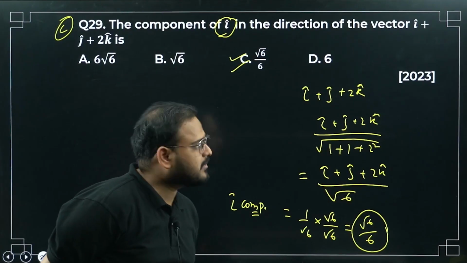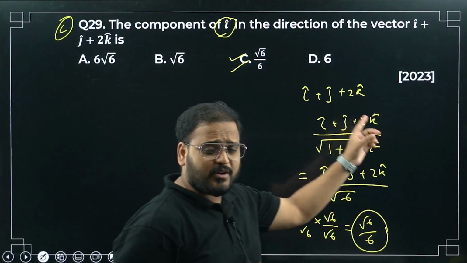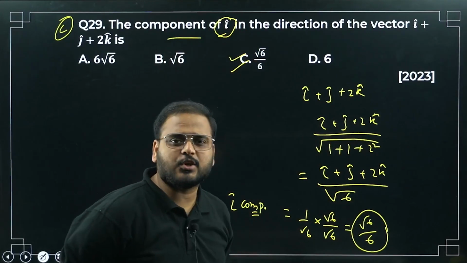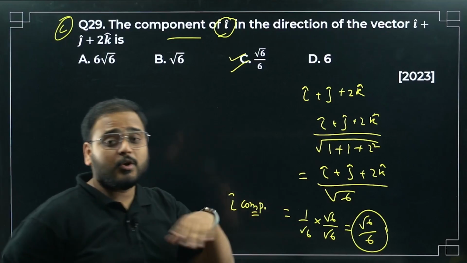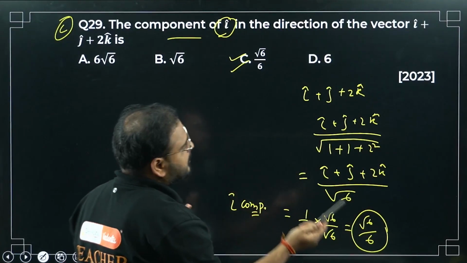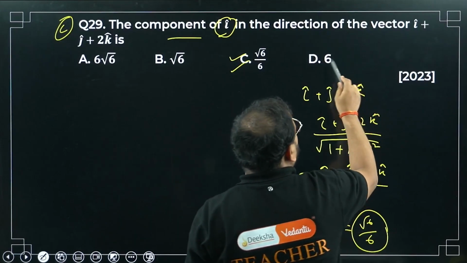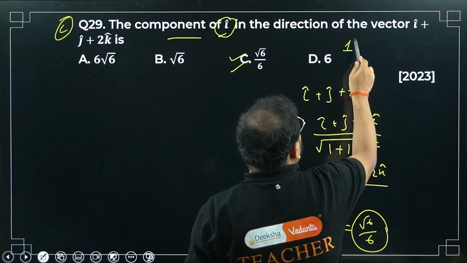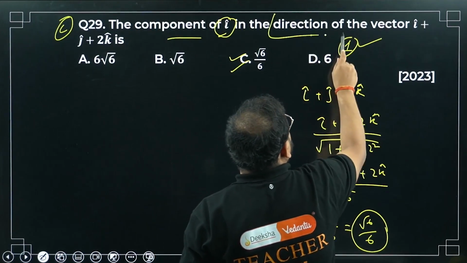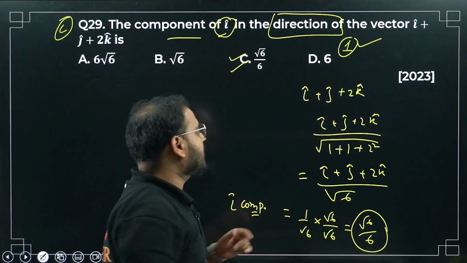Simple question, very simple, asked in 2023. It looks difficult because of the challenging statement. They're simply asking you what? X component, but not for the vector. Let's say there was option 1 given, you would have ticked it wrong because they're asking in the direction of this. Direction means what? You have to find the unit vector.